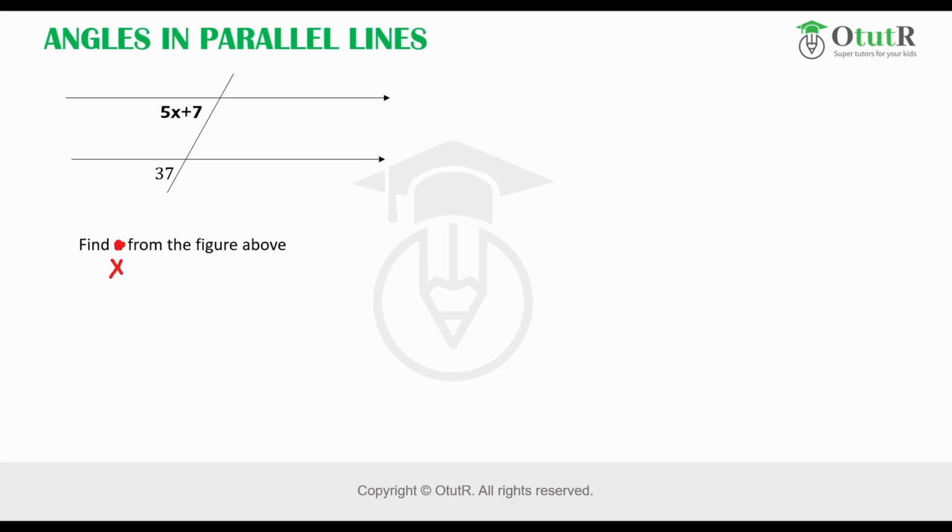Okay, this pair of angles right over here, they are equal, right? Because of a property of angles, and they have a special name. So this angle pair, they have a special name.